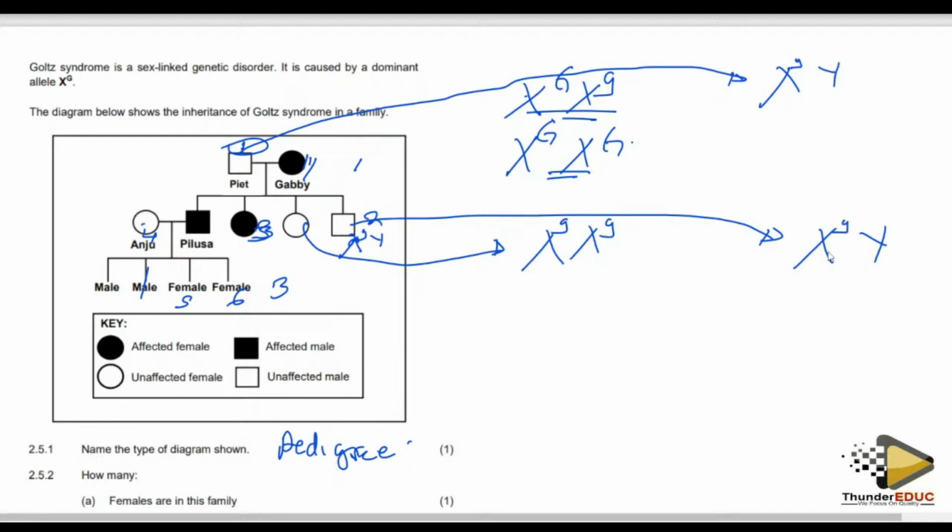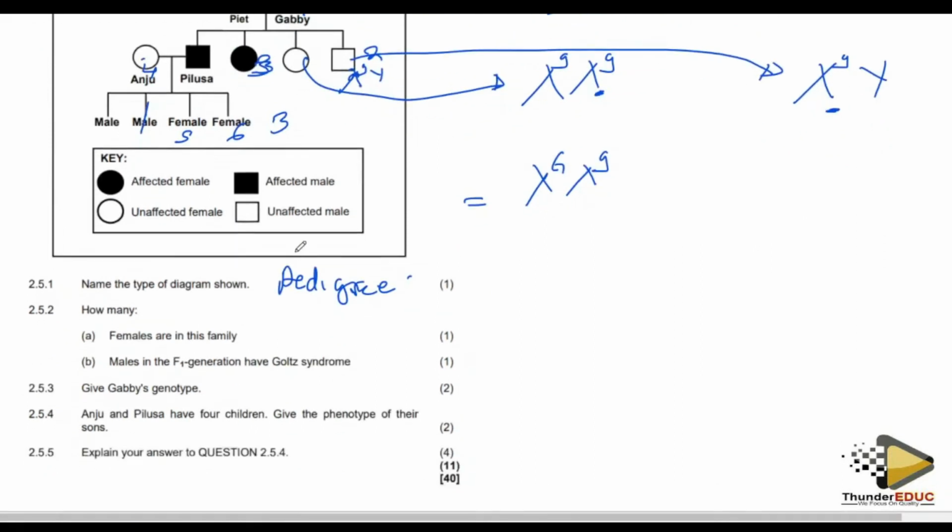How did these individuals get this recessive allele? If the mother is like this, automatically the mother can't be that, so the mother is the other one. So this Gabby is heterozygous, and the answer is going to be X capital G, X small g. It shows that the individual is affected because of this capital G, but has a recessive allele which is being transferred to the offspring, so that the offspring are free from the condition.